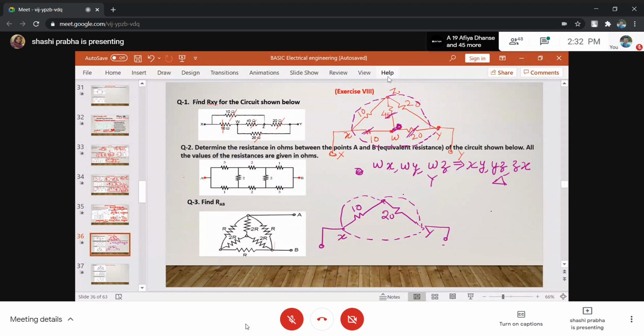So if I tell you the value of this is R1, these values are R2 and this value R3. If I tell you the calculation of R1, R2 and R3, can you find the resistance between X and Y? Yes. 10 and R1 will be in parallel. 20 and R2 will be in parallel. Then this combination and this combination will be in series. Then this combination and R3 will be in parallel. And that is the resistance between X and Y. Now the whole theory is how to find R1, R2 and R3.